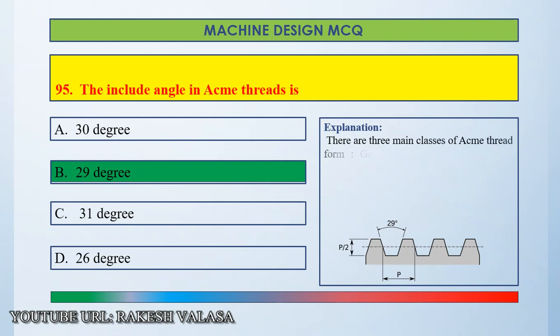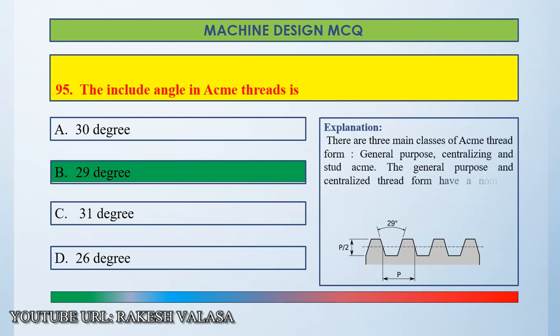There are three main classes of Acme thread form: general purpose, second one centralizing and third one stub Acme. The general purpose and centralizing thread forms have a nominal depth of thread of 0.50 into pitch and have a 29 degree included thread angle. So the correct answer is option B, 29 degrees.